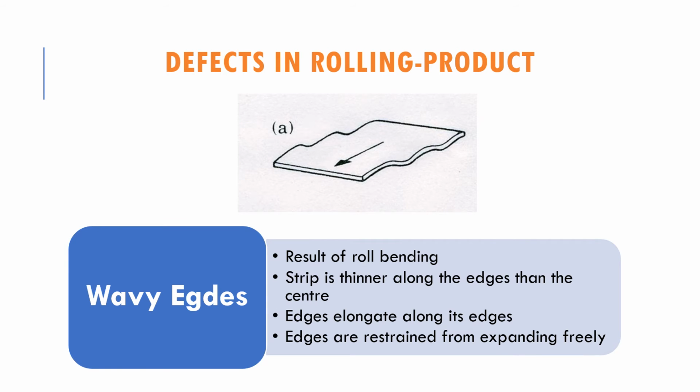There are four types of defects in rolled products. Let us look into the first one, which is called wavy edges. This results from roll bending. When the roller is bent, it will create this waviness in the workpiece. The strip will become thinner along the edges than the center, and the edges will elongate, but are restrained from expanding freely. If you can see here, it will create the waviness on the strip.